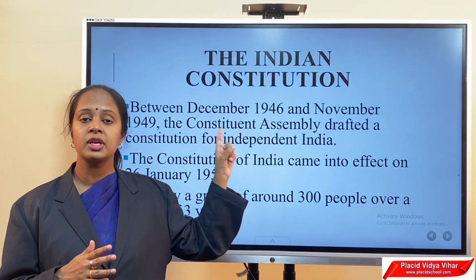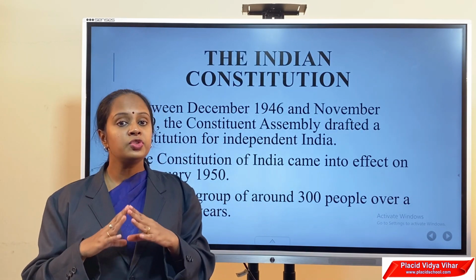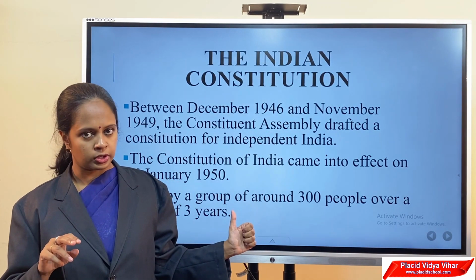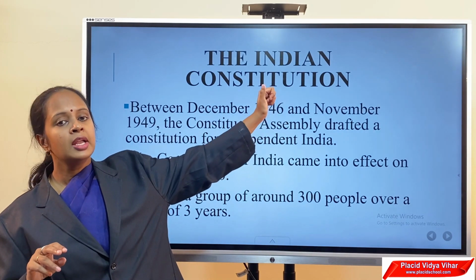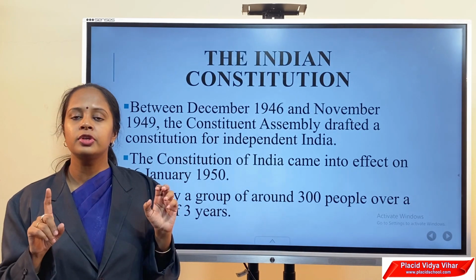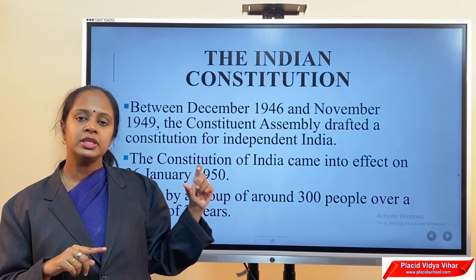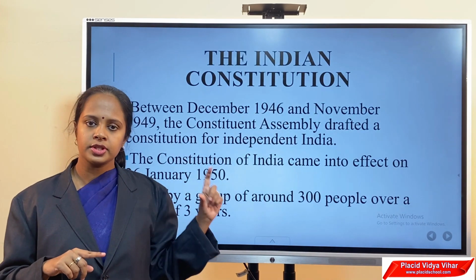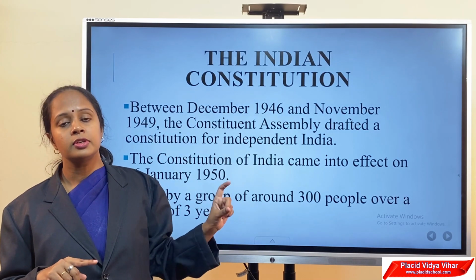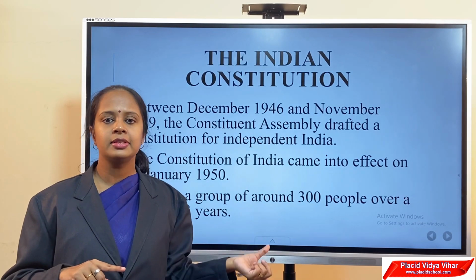Our constitution was drafted by a group of 300 people, and they took 3 years to draft it. Our Constituent Assembly consisted of 300 members. Between December 1946 and November 1949, the Constituent Assembly drafted a constitution for independent India.